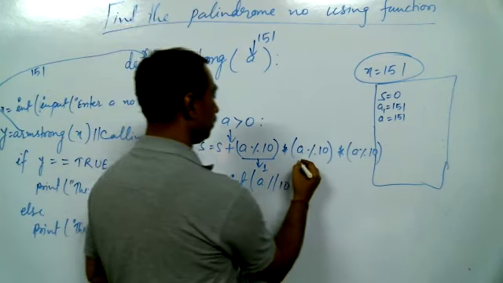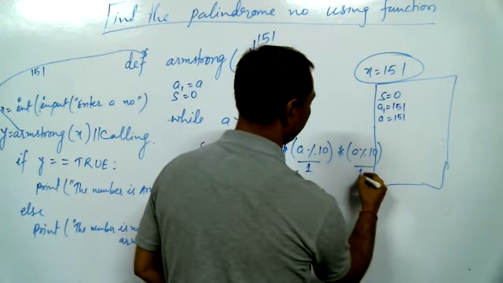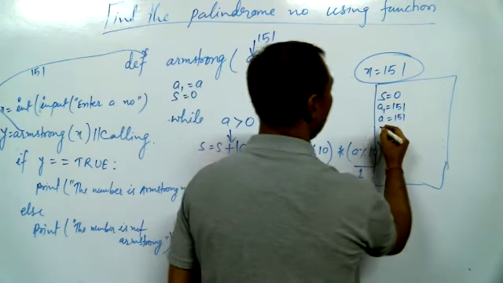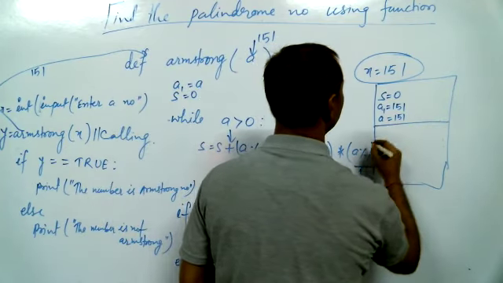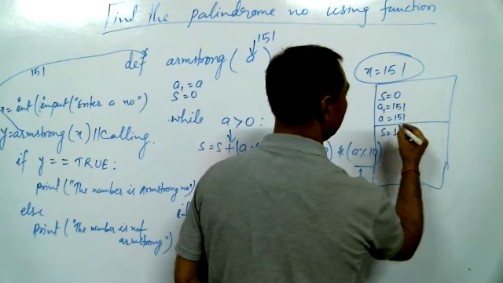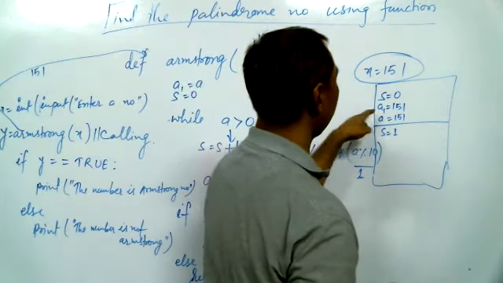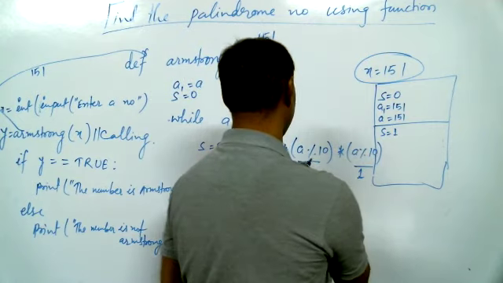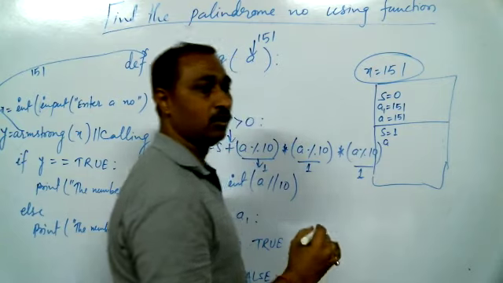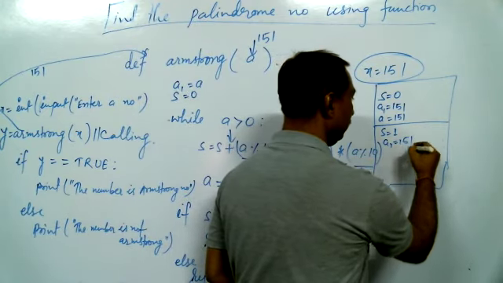So here also 1, here also 1, and here also 1. 1 into 1 into 1 plus 0 is 1. So in the first iteration s will become 1, 0 plus 1 is 1. And this a1 remains the same because we are not performing any operation on a1, so a1 will remain 151.